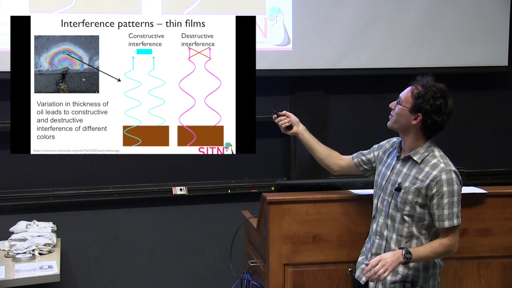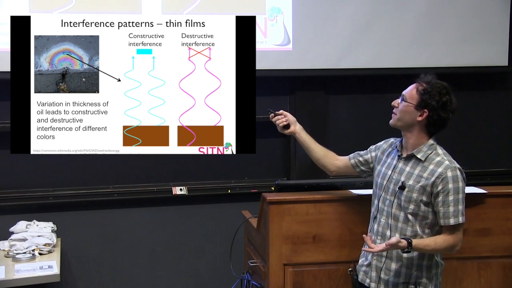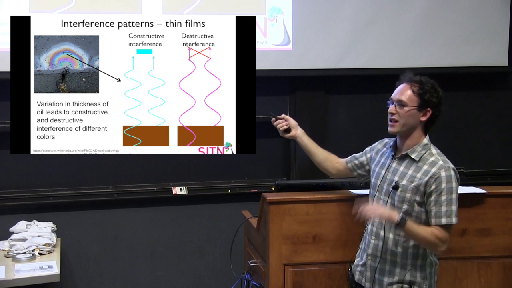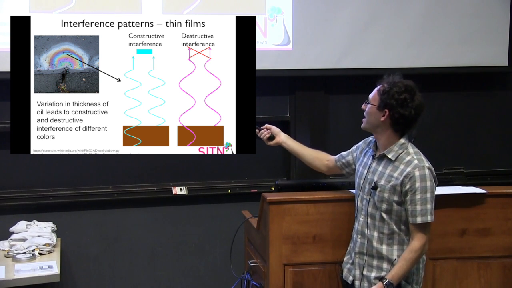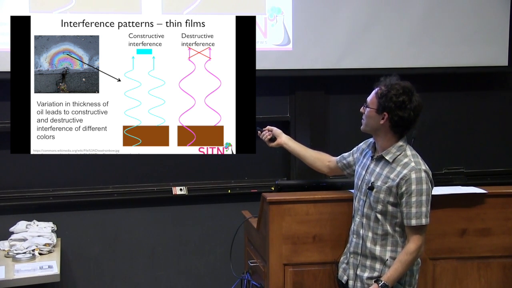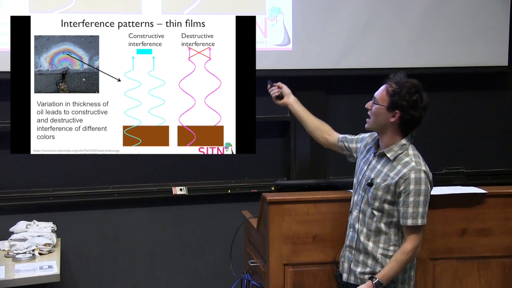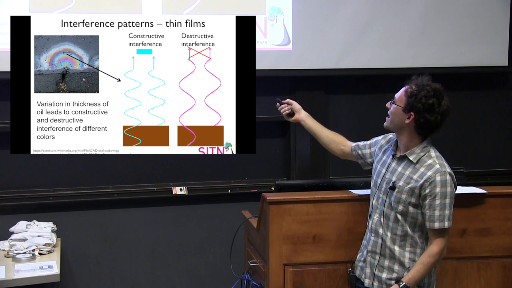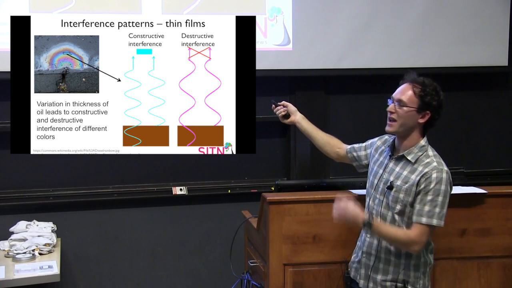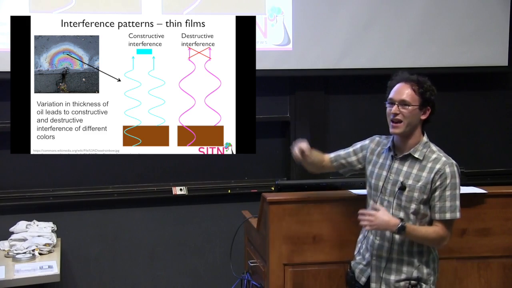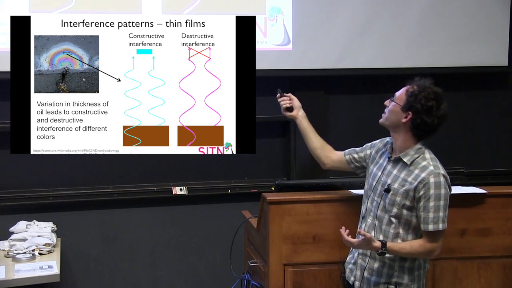So if we're at this point where there's light blue color coming from the oil, you could look at just the light blue. And it turns out that if you look at the light blue bouncing from the bottom of the oil, and the light blue bouncing from the top of the oil, the crests from both of those light waves end up lining up. And so you get constructive interference. So you see this nice blue color.